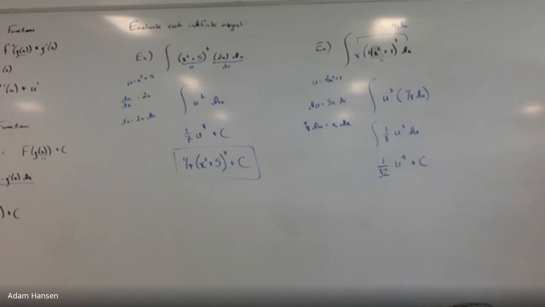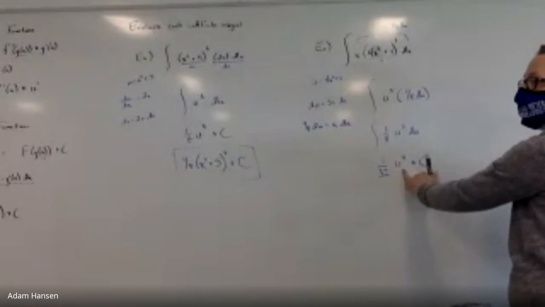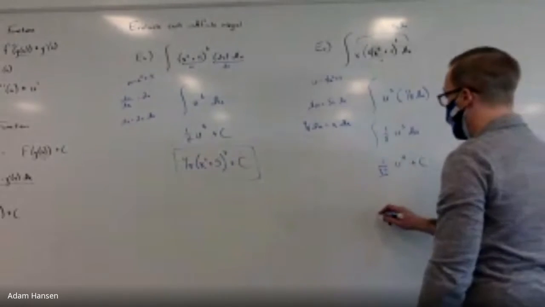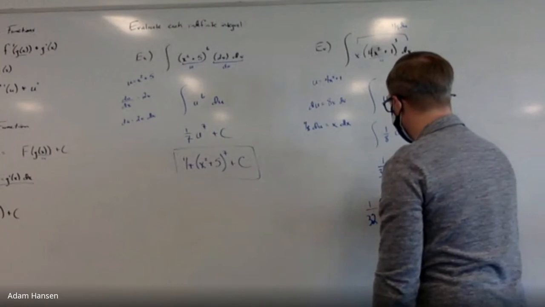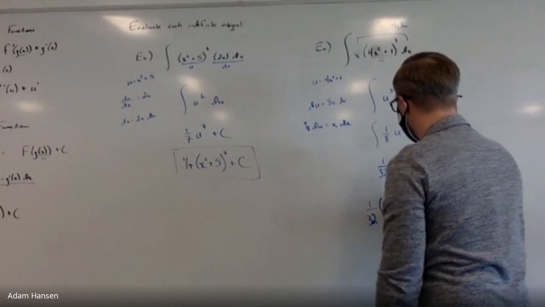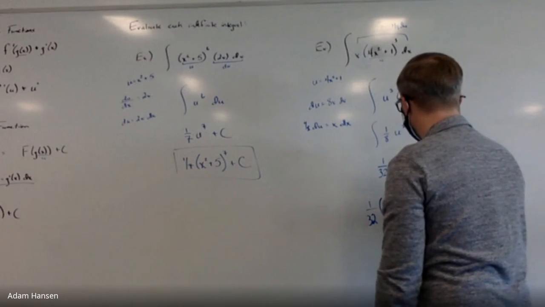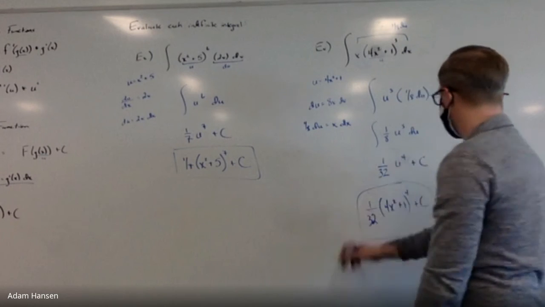What is u equal to in terms of x? 4x squared plus 1. So just back substitute 4x squared plus 1 for u. Final answer here for our antiderivative is 1/32 times 4x squared plus 1 to the fourth plus constant c.